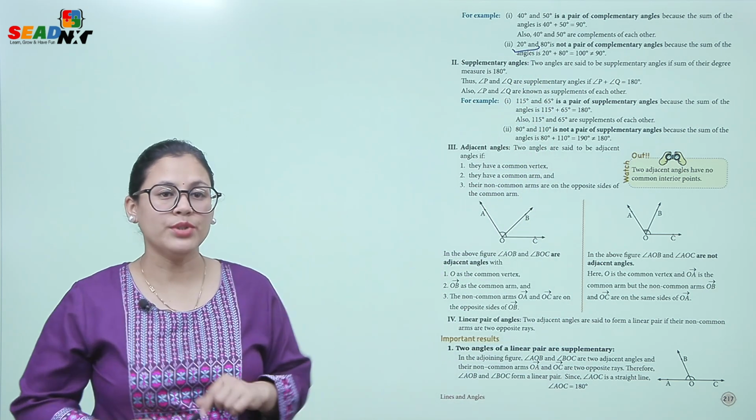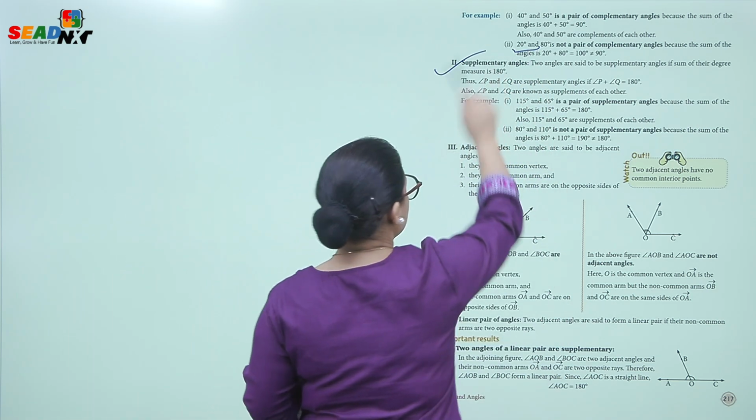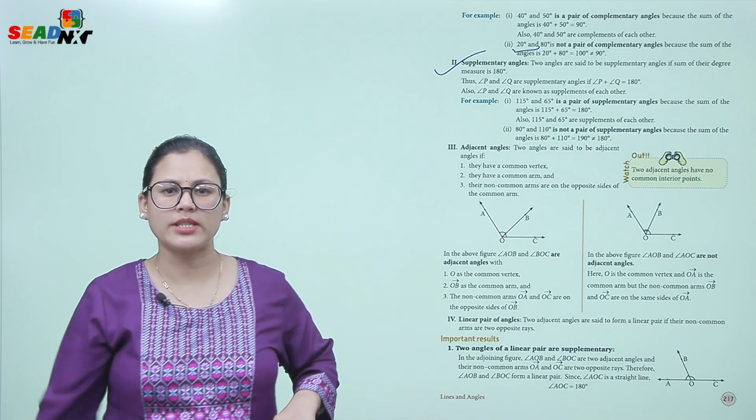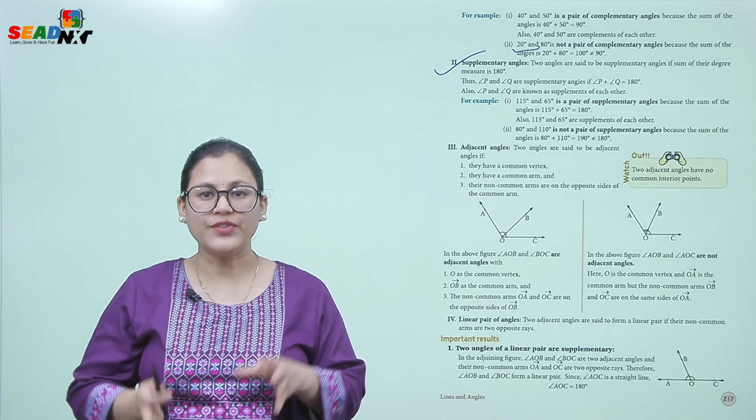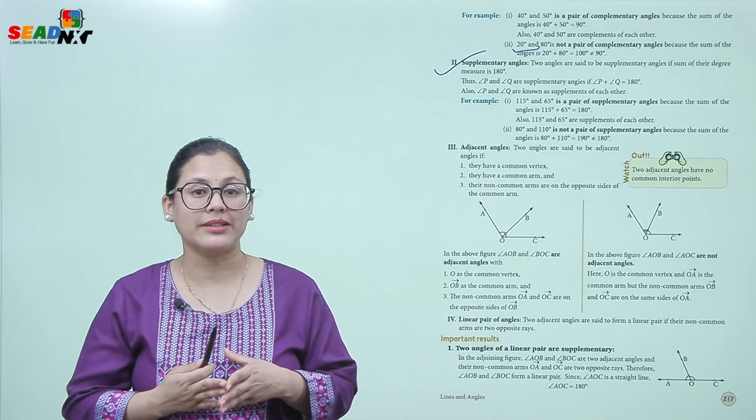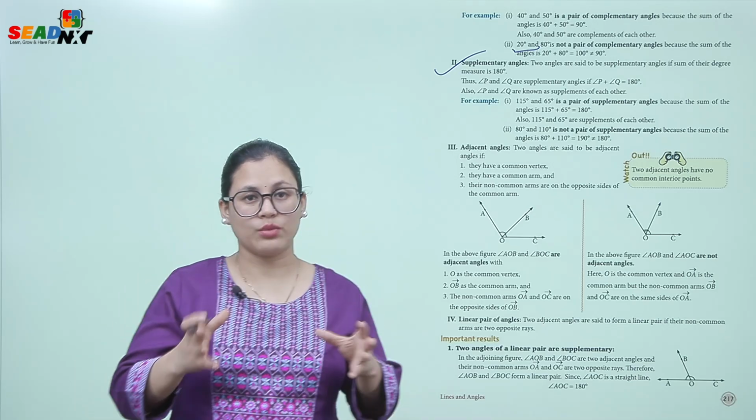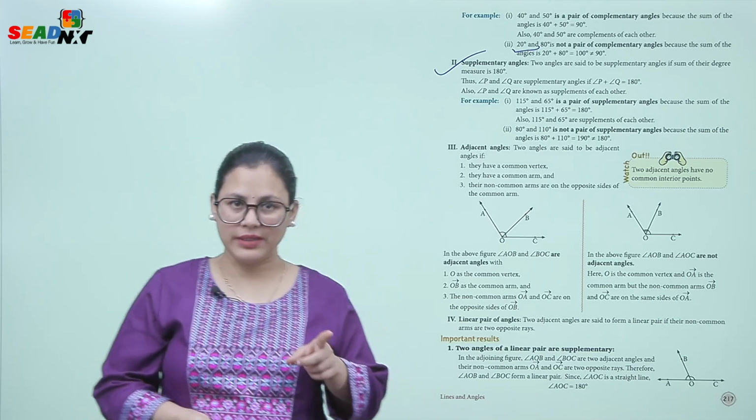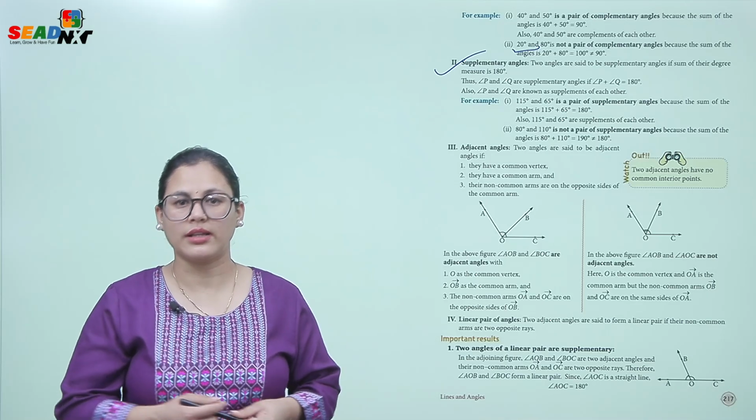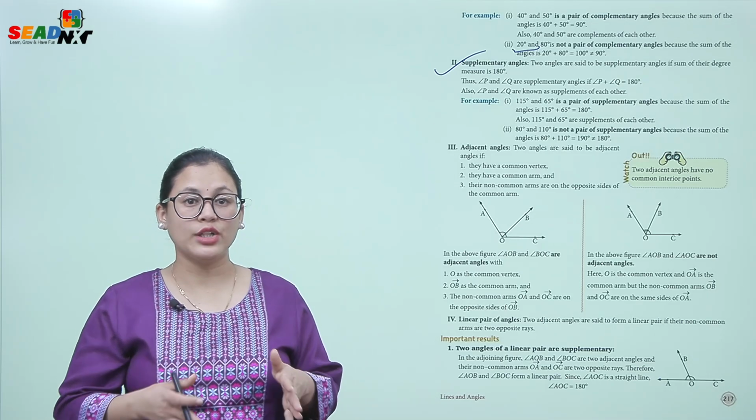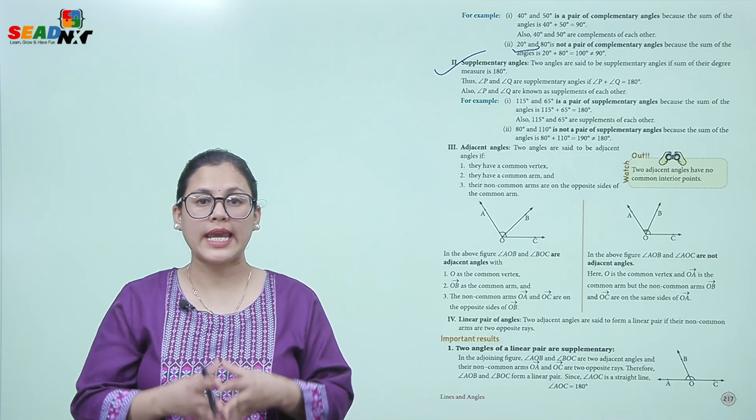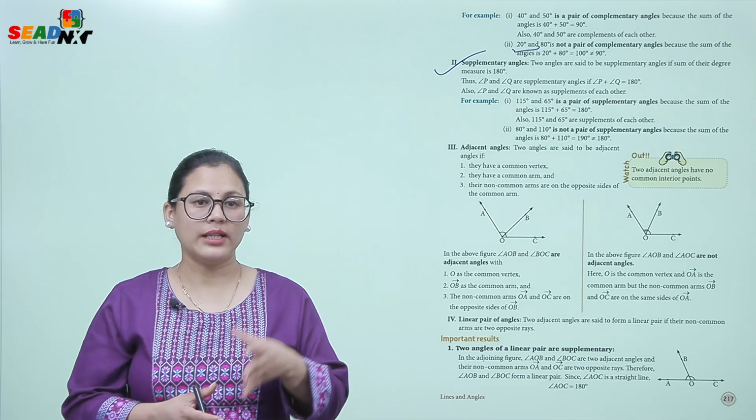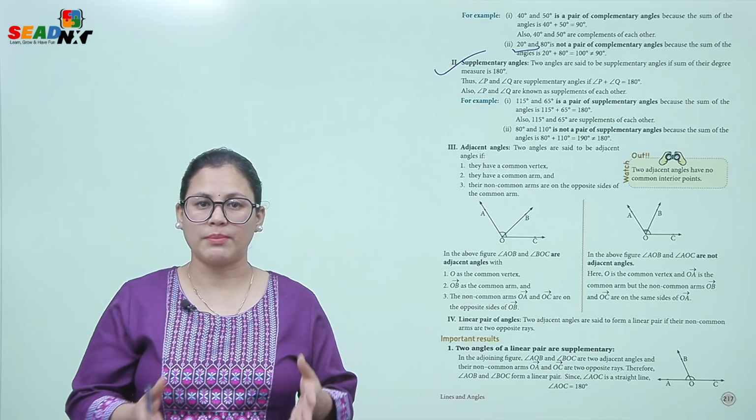Okay. Number 2 is supplementary angles. Two angles are said to be supplementary angles if sum of their degree measure is 180 degree. Means the sum of both angles should be 180, only then will they be supplementary angles. Okay. This angle P and angle Q are supplementary angles if angle P plus angle Q is equal to 180 degree. Also, angle P and angle Q are known as supplements of each other.